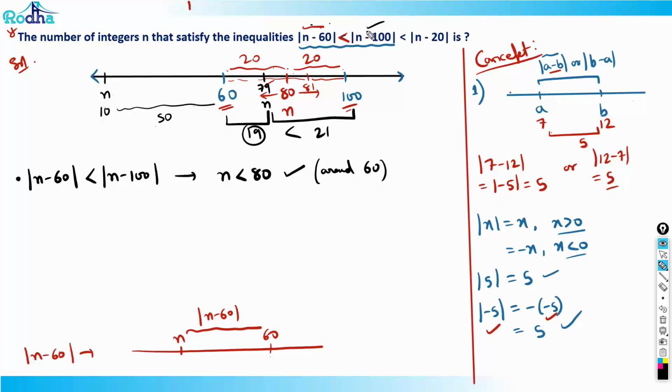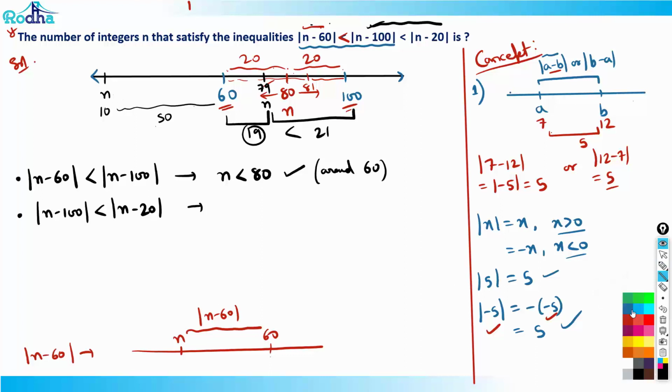Now what is the second one? Look at this next inequality: mod of n minus 100 is less than mod of n minus 20. So now the critical values are 20 and 100. Again, I'll make a number line here. Now this is actually between n and 100, right?